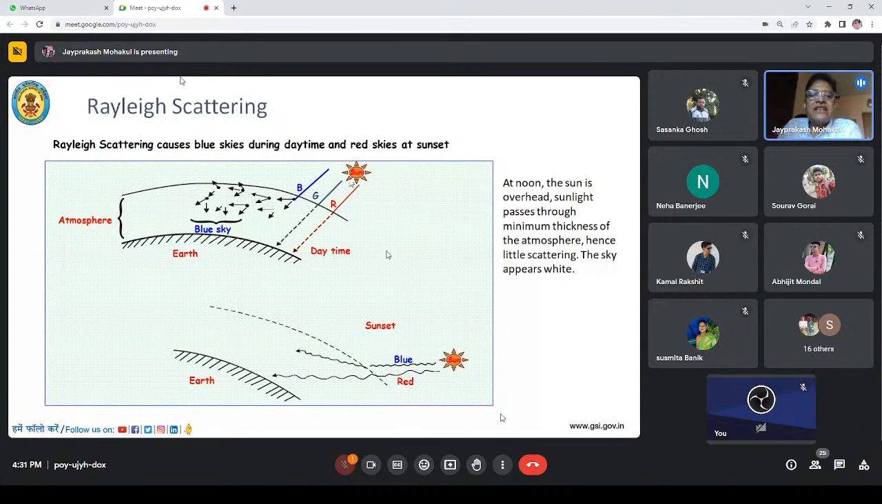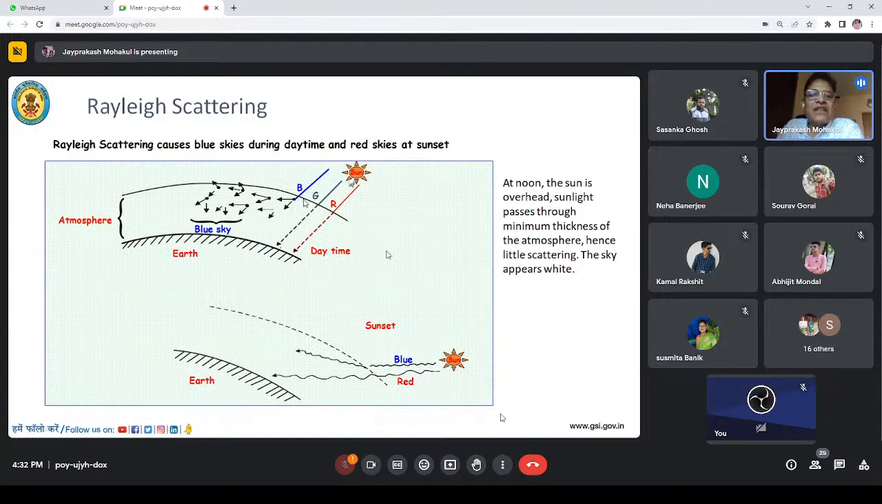So what is happening is, in the daytime, as you could see, green light more or less passes with minimal scattering, but the amount of Rayleigh scattering is inversely proportional, I mean, the lesser the wavelength, the higher the scattering. It is inversely proportional to the fourth power of wavelength.